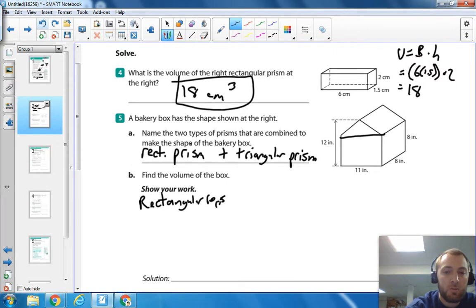Wow, that just got crazy. Why is this messing up? That's supposed to say rectangular prism.